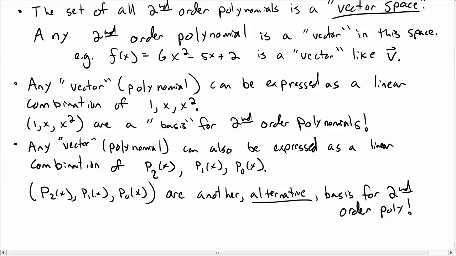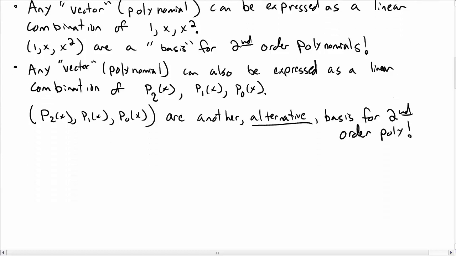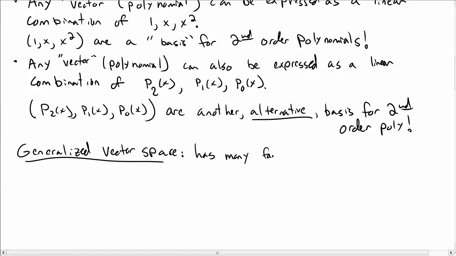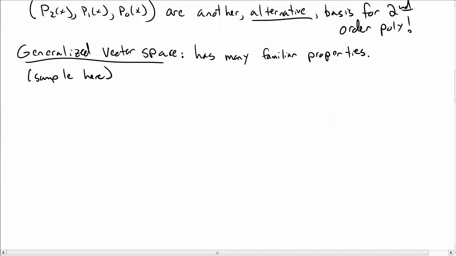Now, this generalized idea of a vector space seems like it's a little bit strange when applied to polynomials, but it has a lot of the properties that you would expect. And so what I want to talk about is some of the familiar properties and how they work in normal vectors, and then how they will work for our generalized vector space for second-order polynomials.